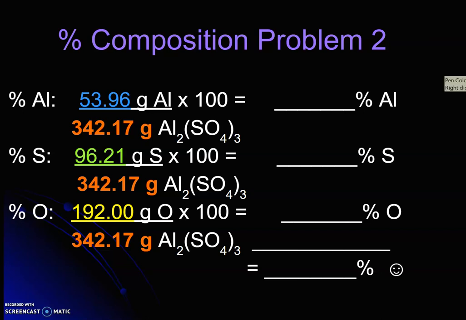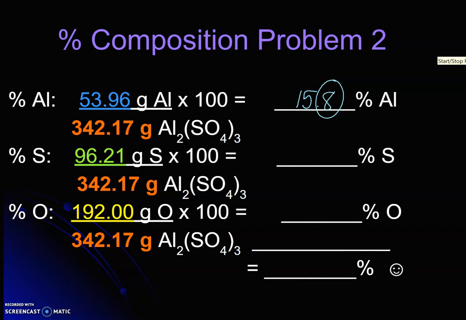Okay, ready to check your answers? The first one is going to be 15.8% aluminum. I would round to 1 decimal place. It just makes it a lot easier than trying to do 2 decimal places. So you don't get into that whole 99.9999 or 100.001 issue.